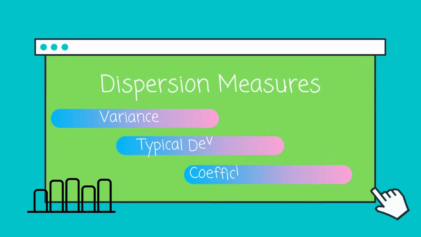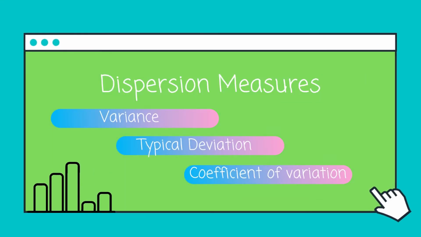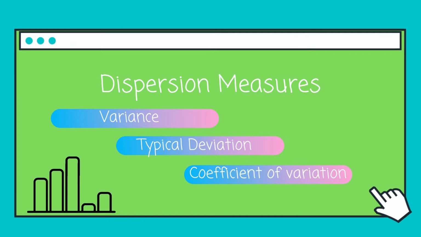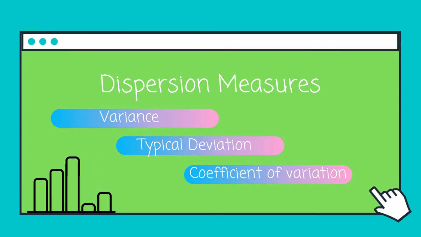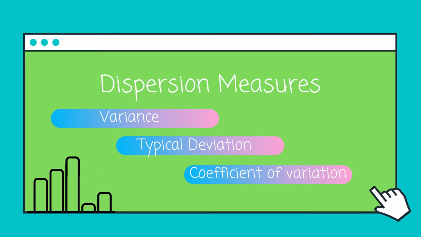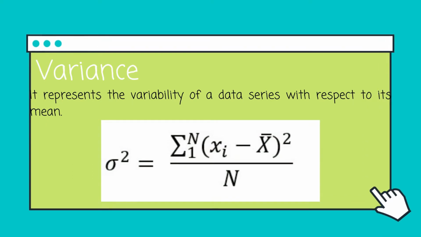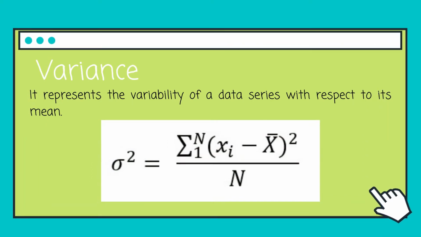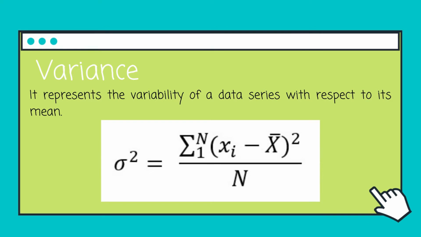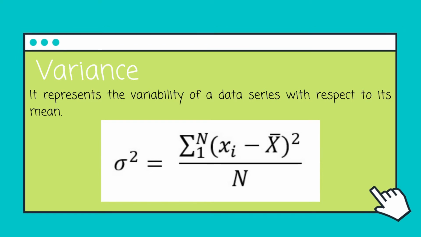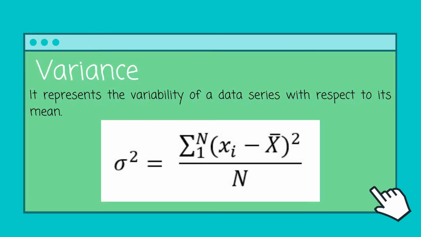Now we are going to talk about the dispersion measures. Those attempt, through the calculation of different formulas, to show a numerical value that provides information on the degree of variability of a variable. First, we are going to talk about the variance. It represents the variability of a data series with respect to its mean. Formally, it's calculated as the sum of the squared residuals divided by the total of observations.